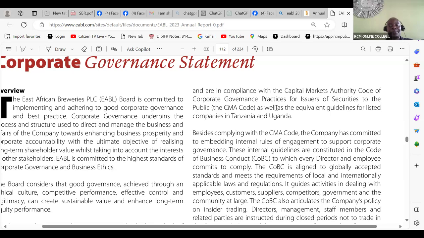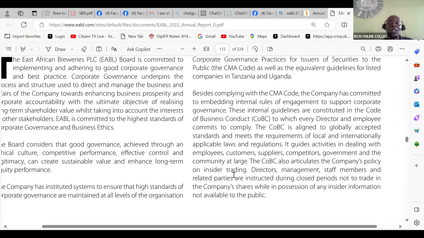Besides complying with CMA, the company has committed to embedding internal rules of engagement to support corporate governance. These internal guidelines are constituted in the Code of Business Conduct, to which every director and employee commits to comply. The COBC is aligned to globally accepted standards and meets the requirements of local and international applicable laws and regulations. It guides activities in dealing with employees, customers, suppliers, competitors, government, and the community at large. The COBC also articulates the company's policy on insider trading.